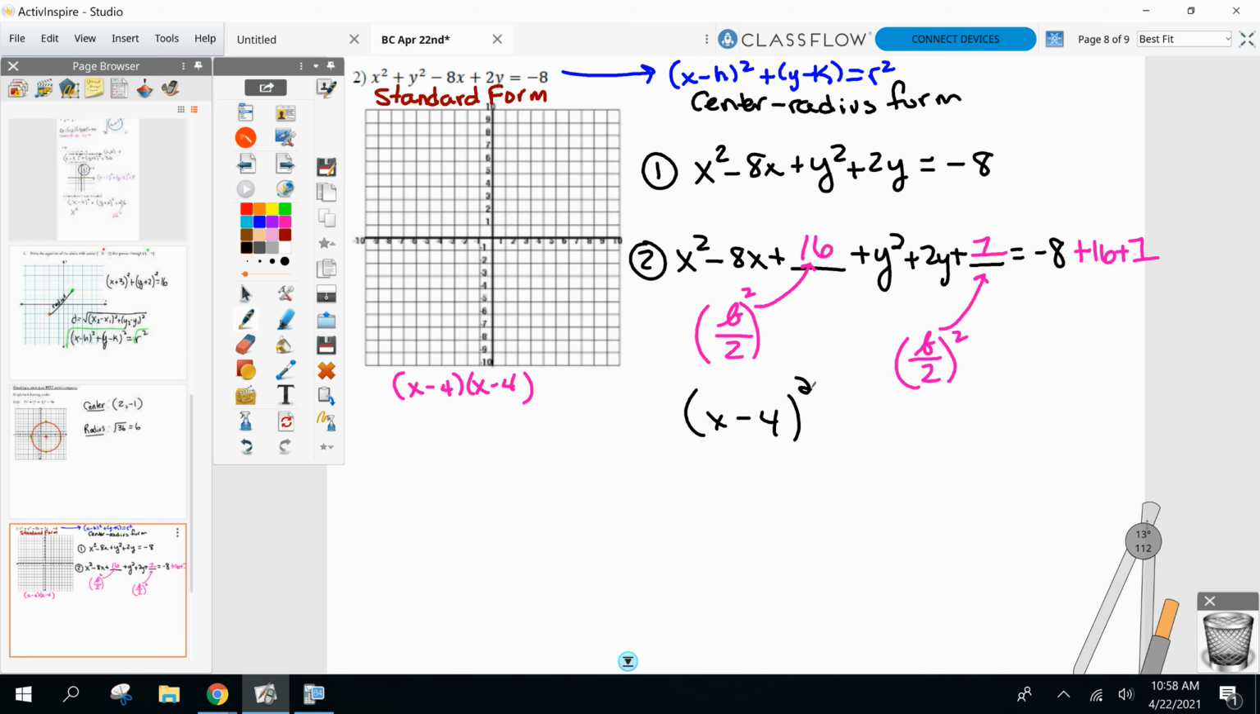Plus, can somebody factor y squared plus 2y plus 1? Two numbers that multiply to 1 but add to 2: y plus 1, y plus 1, professionally written as y plus 1 all squared. Equal to, look at that beautiful number on this side. What's this equal to? Negative 8 plus 16 plus 1. That's 9. No tricks.